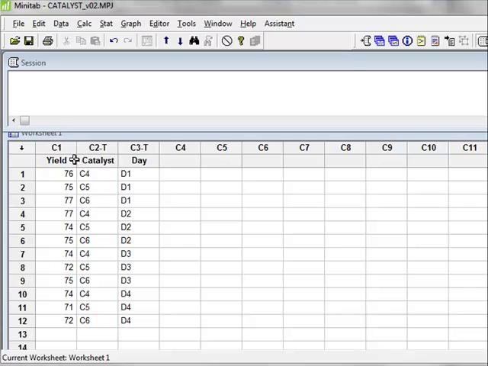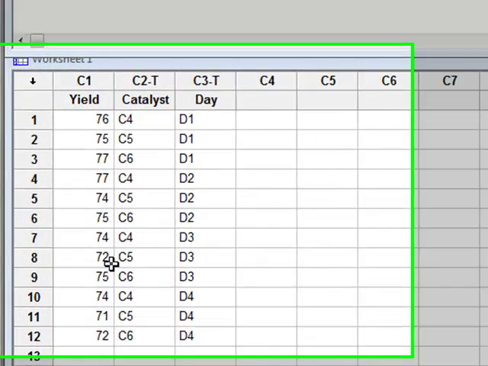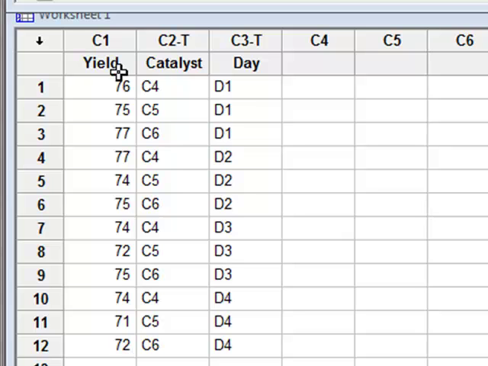In this problem, the percentage yield of a chemical reaction is the output variable, and this is measured for three different catalysts, C4, C5, C6, and measured on four different days, D1, D2, D3, D4. With three different catalysts and four different days, this gives 12 different conditions for the experiment, and each row represents a measurement made at each one of 12 different conditions. So we have no replicate measurements in this data.